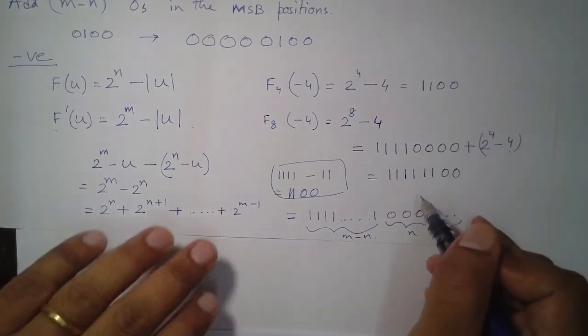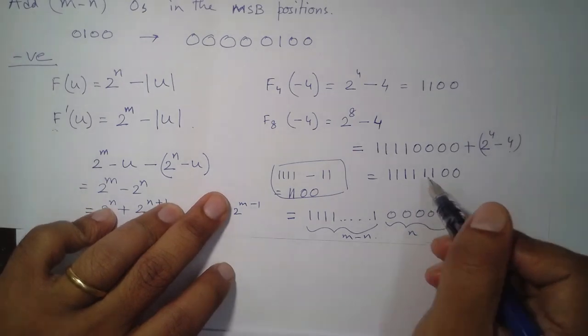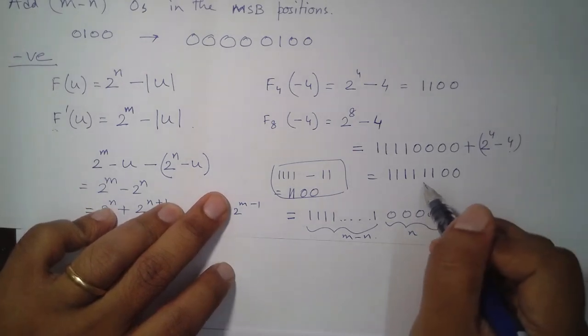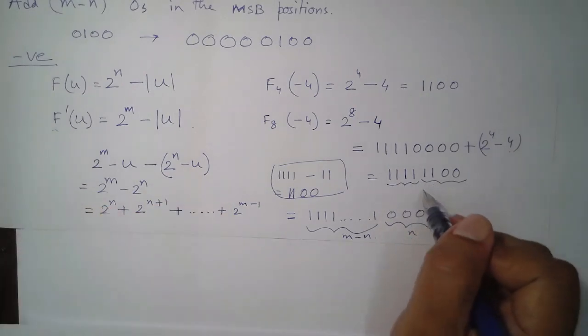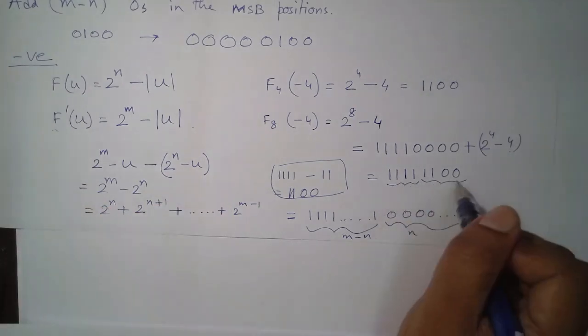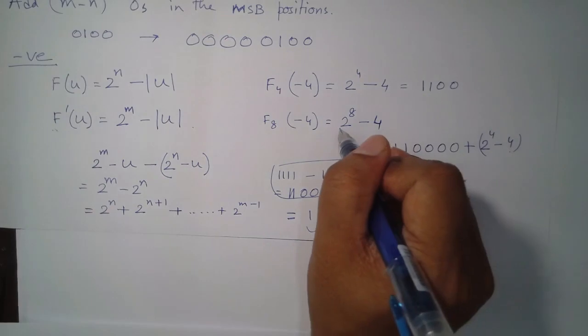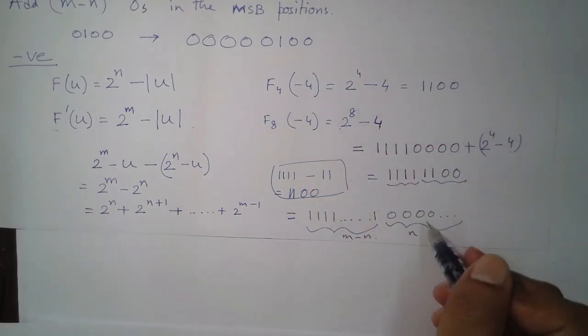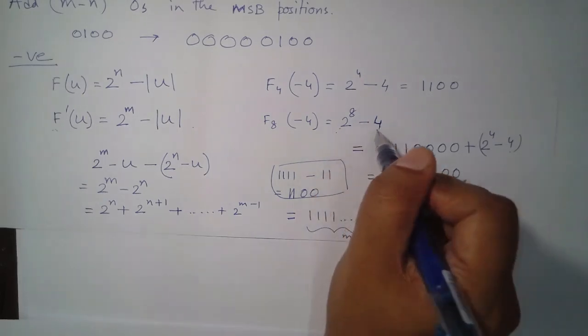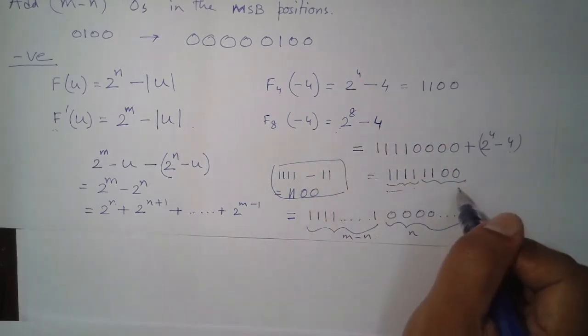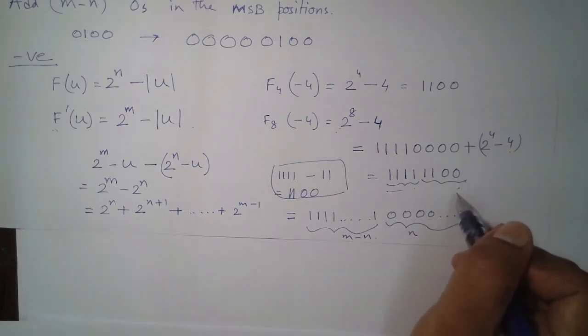So basically the 8-bit representation of the number minus 4 is this, and you can verify that this number is nothing but 2 to the power 8 minus 4. Alright. So I will leave it to you to prove that this is exactly 2 to the power 8 minus 4. Okay.